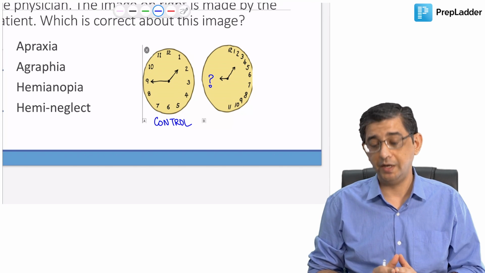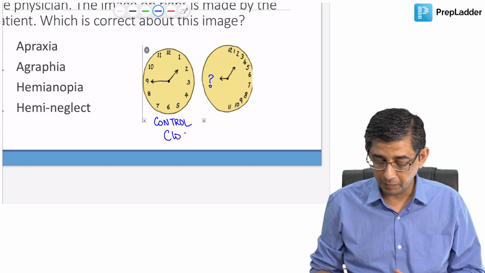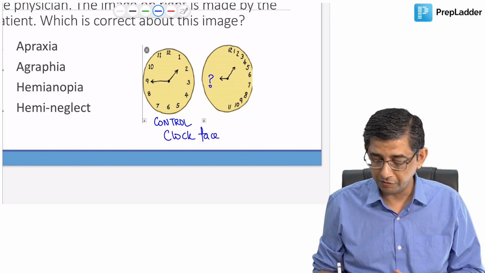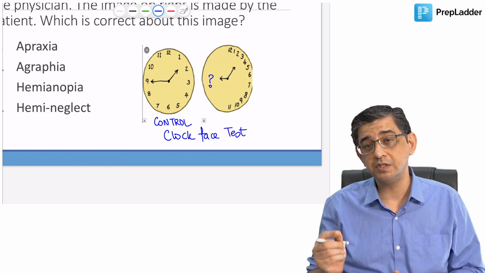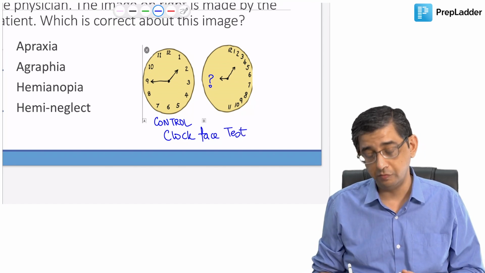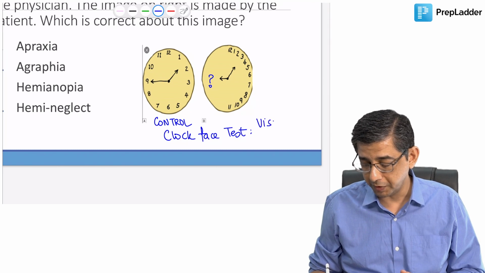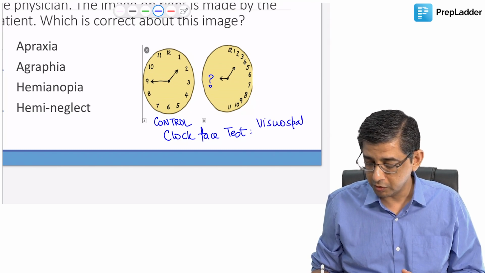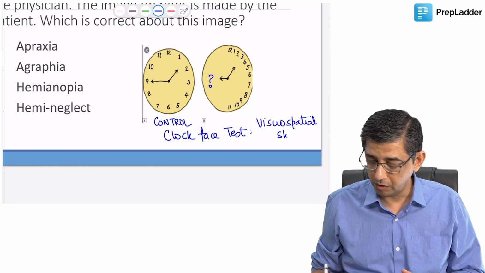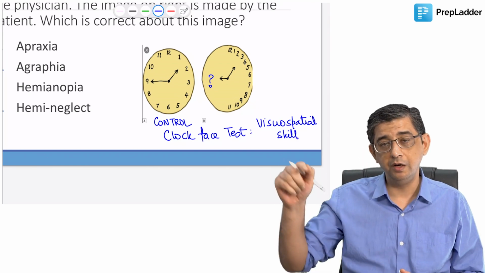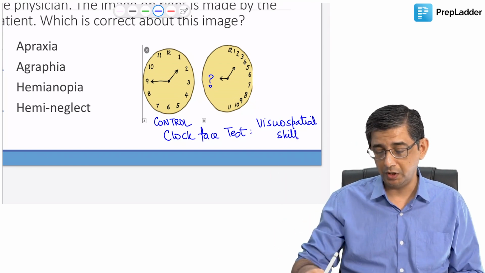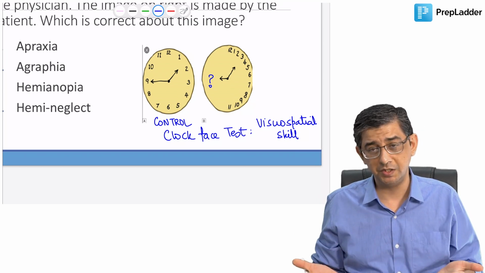I want to tell you that what we are doing in the patient is technically called the clock face test. This clock face test is done for evaluation of what we call visuospatial skills. What I mean by visuospatial skills is that you and me can draw a clock, we can draw the big hand, we can make the smaller needle, we can put in the time. I mean, all of these actions we can do.